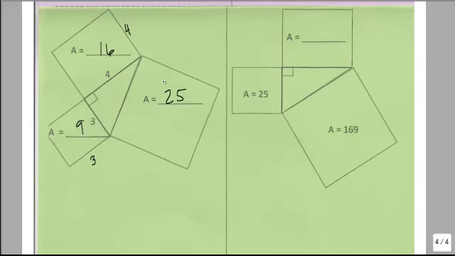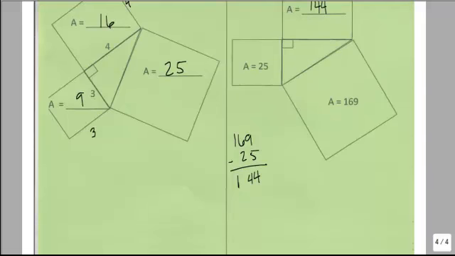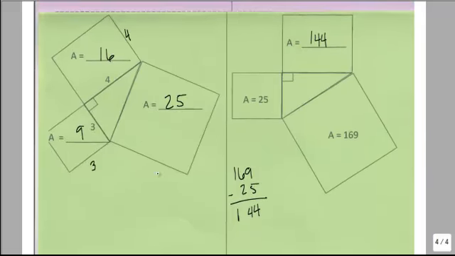And like I showed you on this one, these two areas added together give you this area. So if these two added together gives you this area, to find this one, we just subtract 25 from 169. So 169 minus 25 is 144. So this area is 144. And we are done with our foldable.